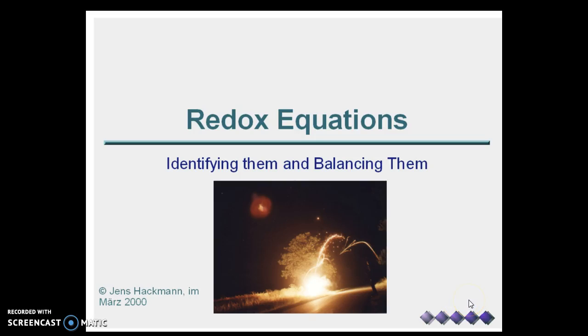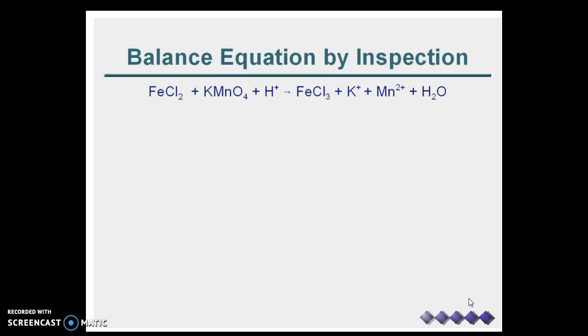Let's talk about oxidation-reduction equations, how to identify them and how to balance them. First of all, why don't you try to balance this equation by inspection, just moving things to the left and the right, and let me think with you on this. There's 3 reactants and 4 products.